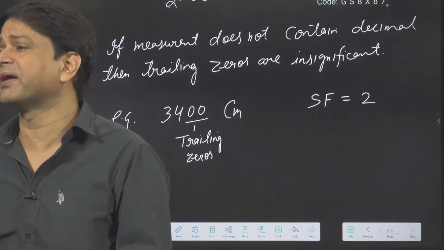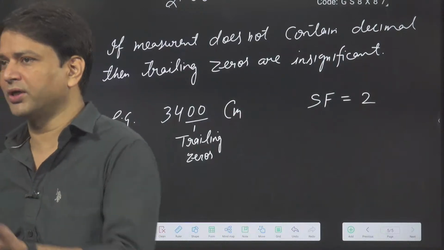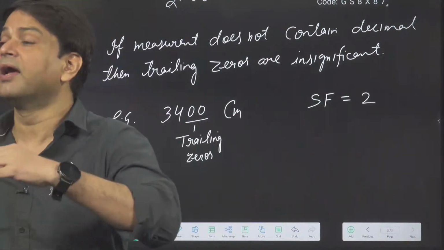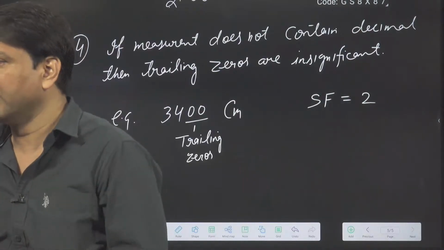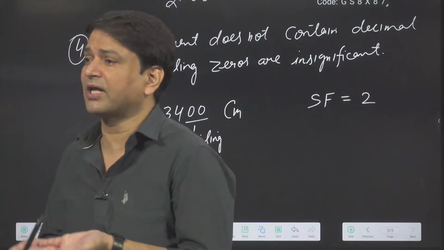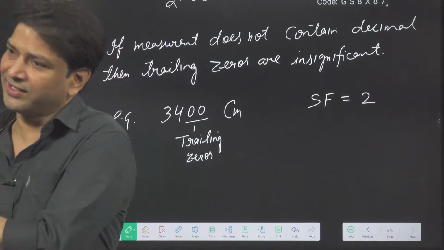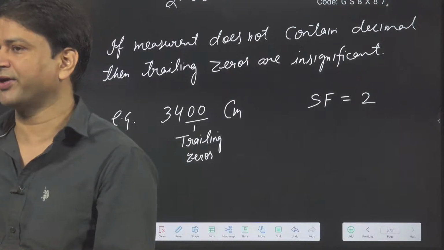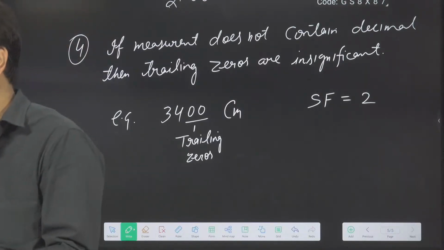When I am saying any measurement or physical quantity, the measurement will definitely have a unit. In the example, I am not writing the unit, but it is a measurement, a physical quantity, so it will have the unit. So the rule has been made for significant figures: if the unit is there, then all trailing zeros will be significant. If the unit is not there, then all trailing zeros will be insignificant.